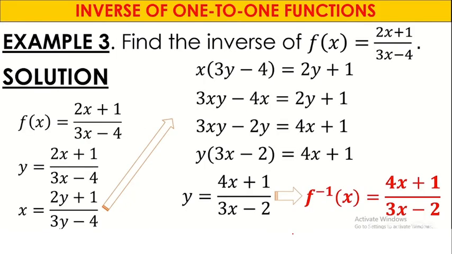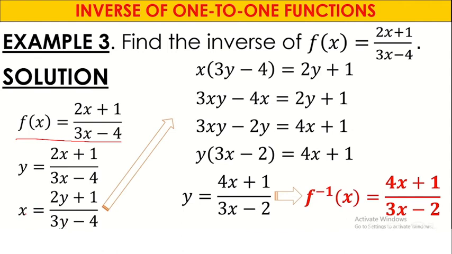Next, example 3. Find the inverse of function f of x equals 2x plus 1 over 3x minus 4. Okay, so first step, ito po yung first step natin. f of x equals 2x plus 1 over 3x minus 4. So, interchange mo, okay, yung f of x natin magiging y equals 2x plus 1 over 3x minus 4. Next step, yung x natin, interchange mo lang into y. So y and y then x.